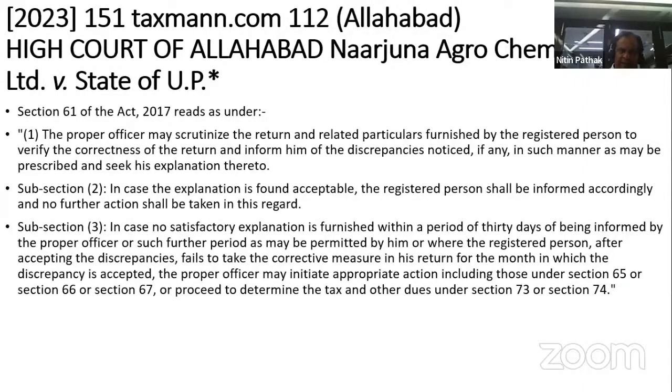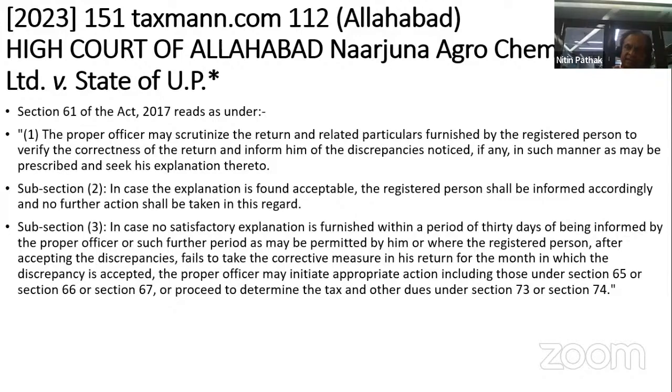For the purpose of brevity, here they have issued it. I'm reading subsection 3. Let me read the whole section. The proper officer may scrutinize the return and related particulars furnished by the registered person to verify the correctness of the return and inform him of the discrepancies noticed. The proper officer scrutinizes the return, finds the discrepancy, and may seek an explanation thereto. He can ask for the explanation. If the explanation is found to be acceptable, the registered person shall be informed accordingly, and no further action is taken. If the registered person accepts it and pays the tax, no further action.